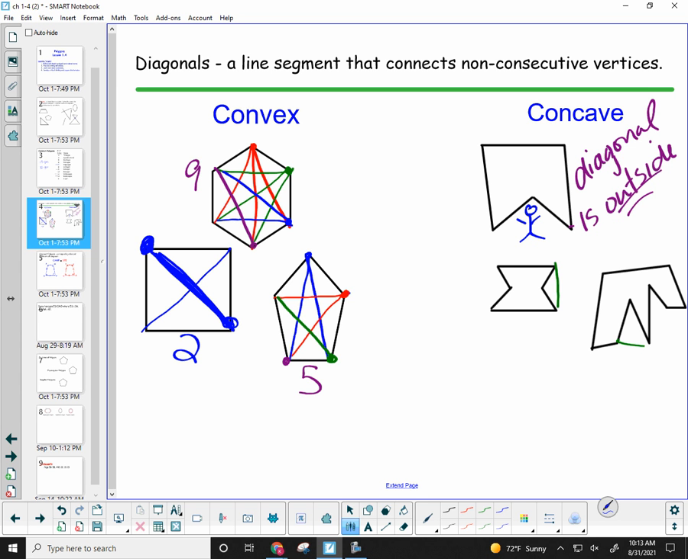In geometry, and this is not just this class, this is universally accepted, we assume that polygons are convex unless it specifically says it's concave. So if it just says a polygon, a hexagon, whatever, it's going to mean convex unless it says concave. Does that make sense?